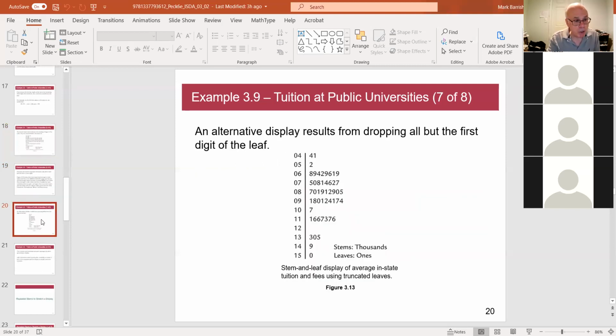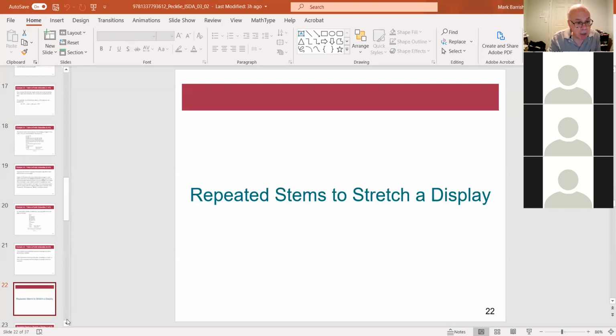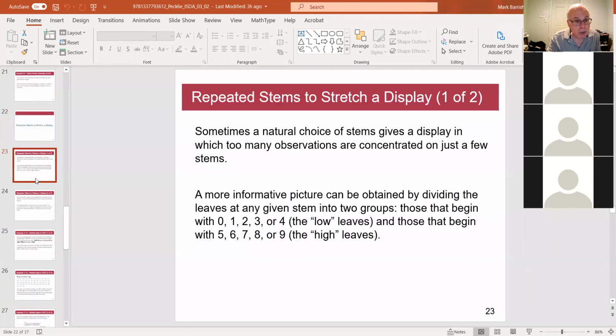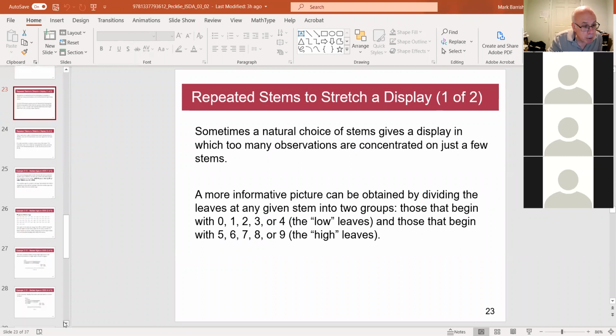One other thing I wanted to show you is that sometimes, for the same stem, you can have repeats of the same stem being displayed. So let me see if I can find a stem and leaf. This goes over that with you.